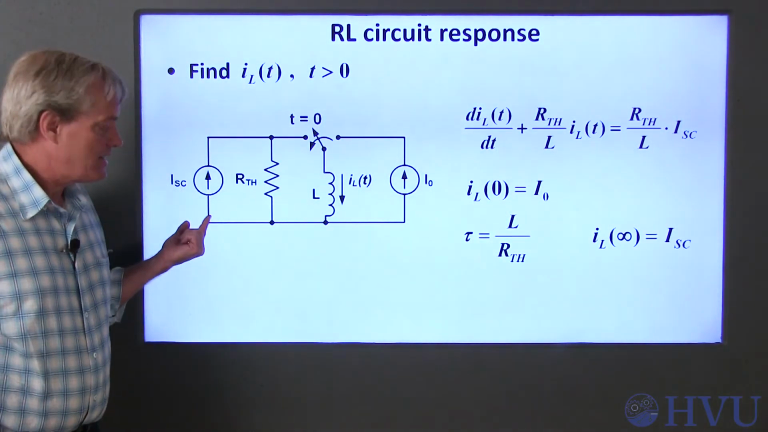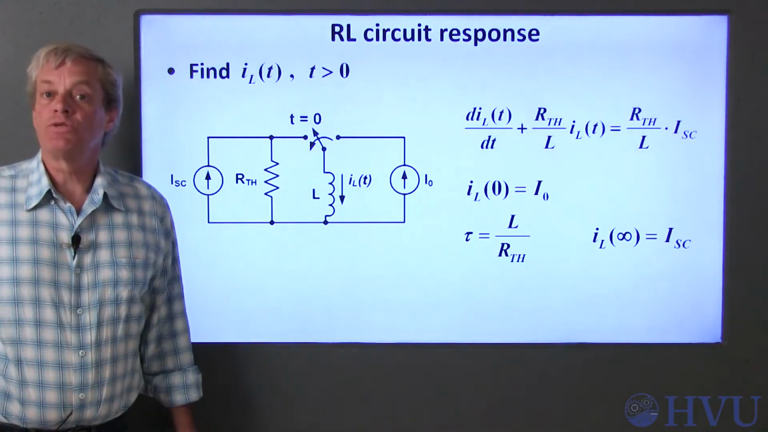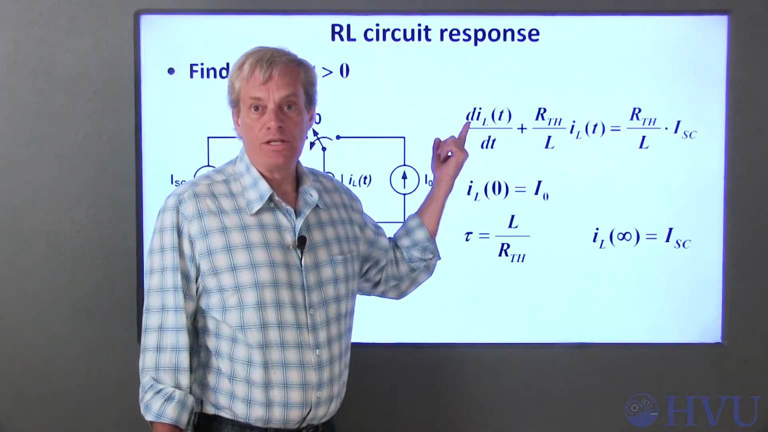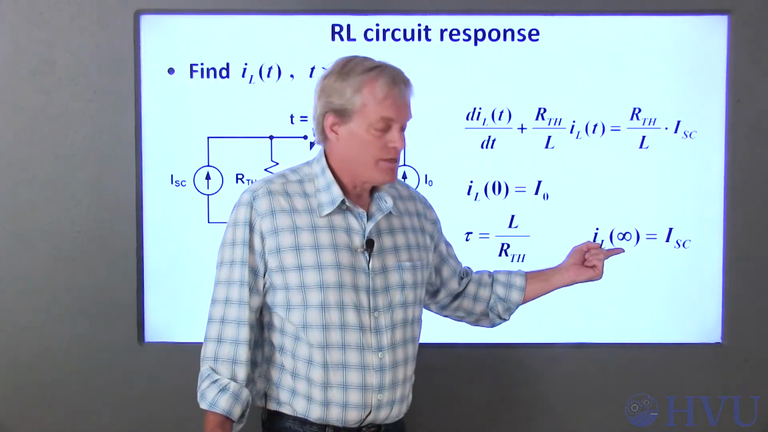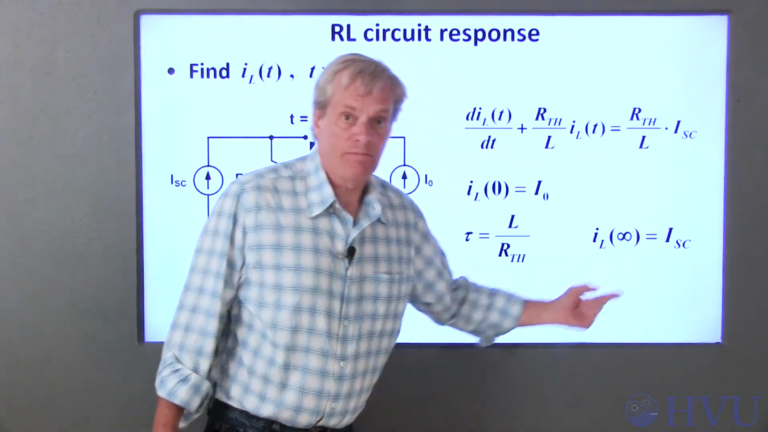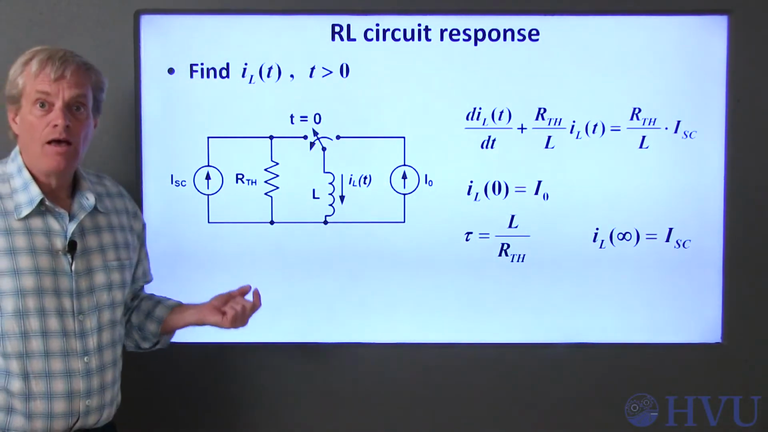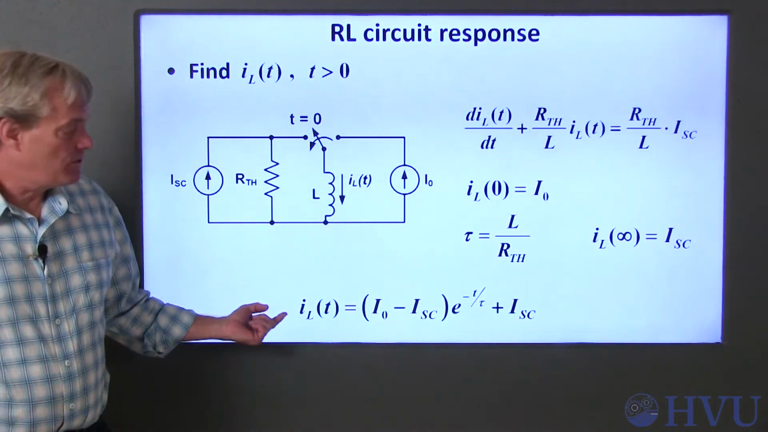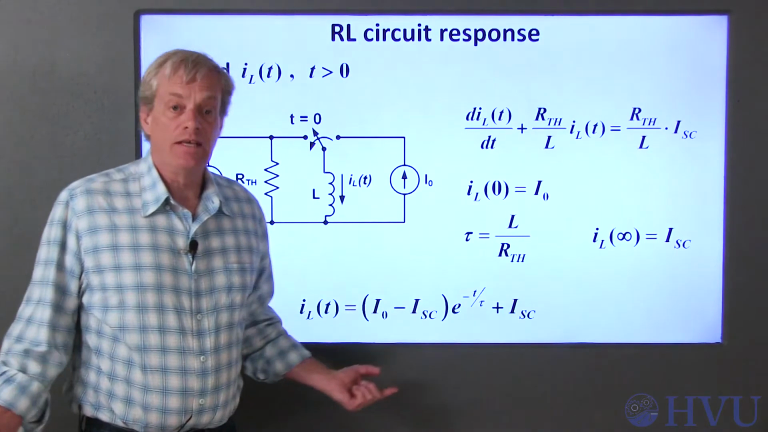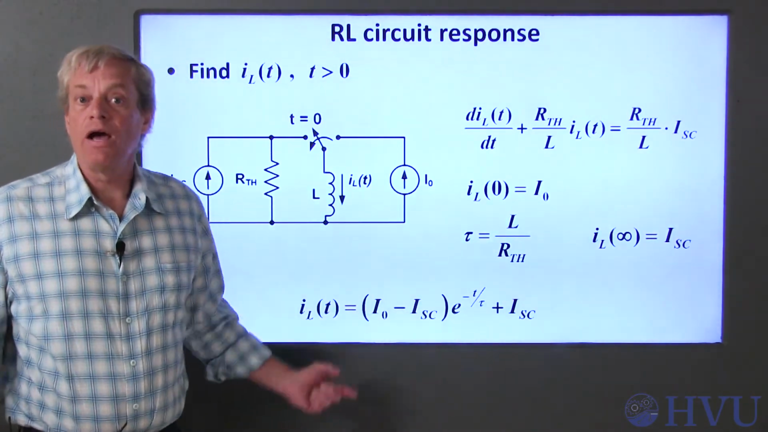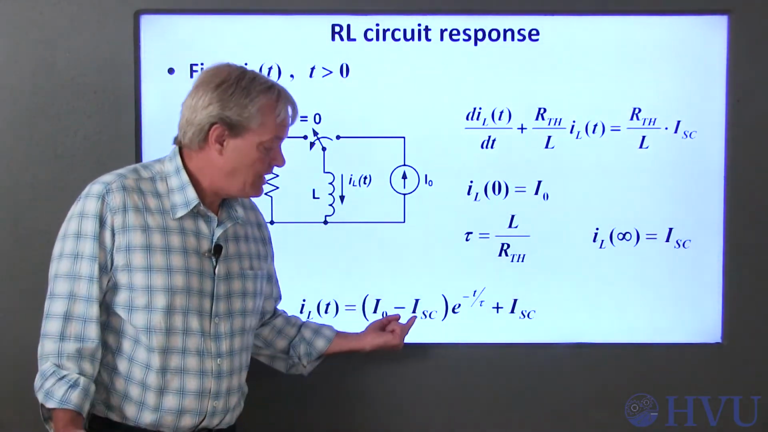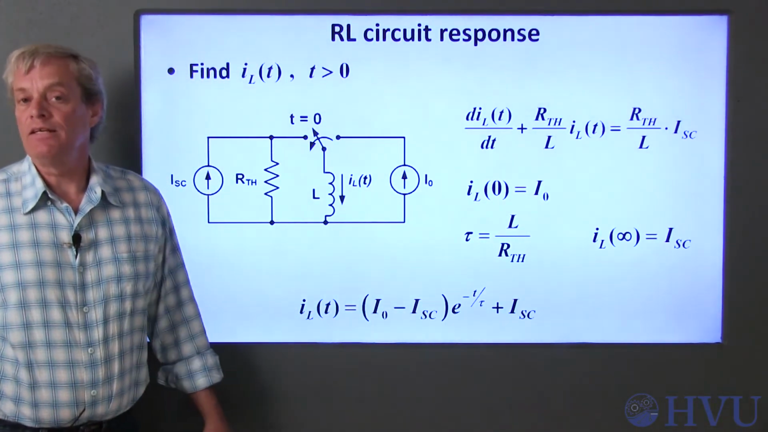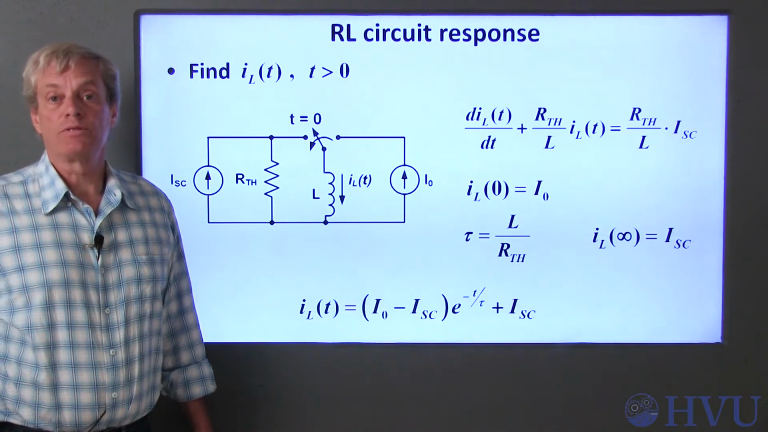Since the input is a constant, the inductor current as time goes to infinity must be a constant. And the derivative term in this differential equation is 0. So the inductor current as time goes to infinity is just I sub SC. The form of the inductor current response is this. The unknowns in this equation are the time constant, tau, the initial inductor current, I sub 0, and the inductor current as time goes to infinity, I sub SC. These can all be determined independently by solving 3 simple problems.